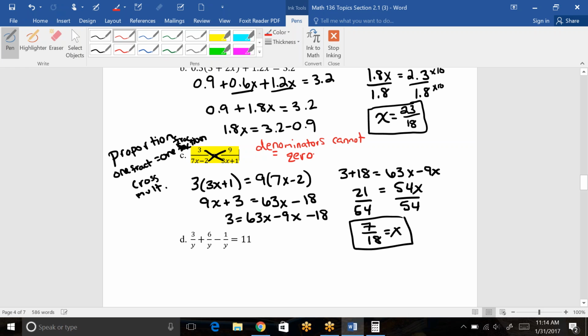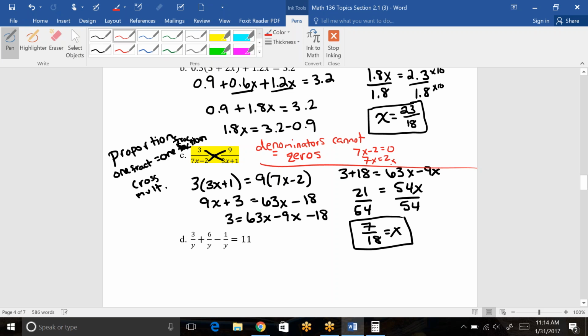In Unit 2, we will formally define this as the domain and a domain restriction, but right now we're just trying to keep it very simple. So the denominators cannot equal 0. I always double check by setting each one of them equal to 0. This is just a little piece I like to do to make sure my answer is okay.